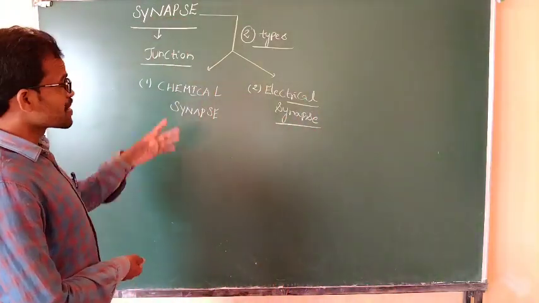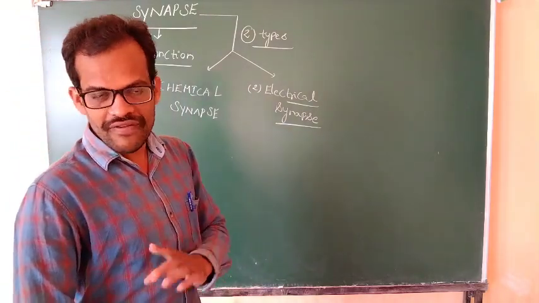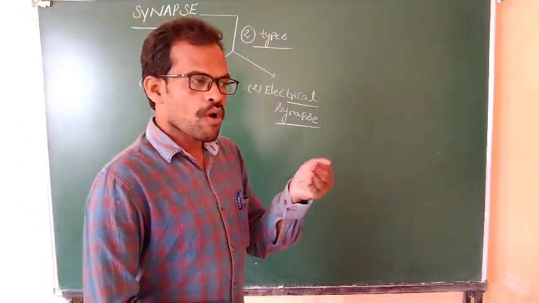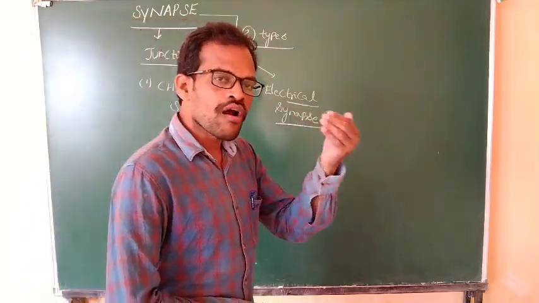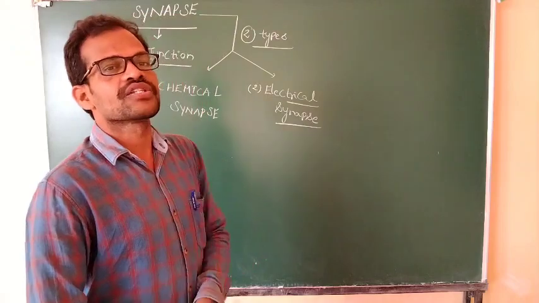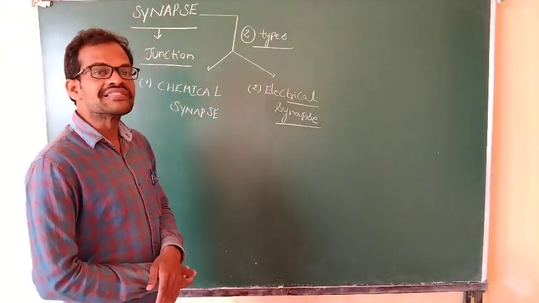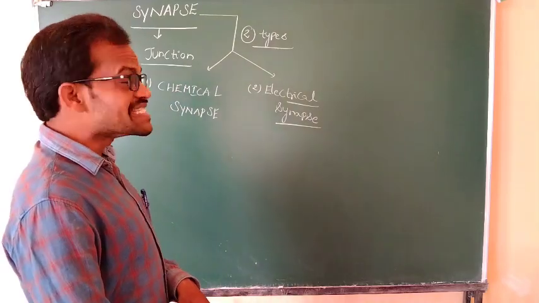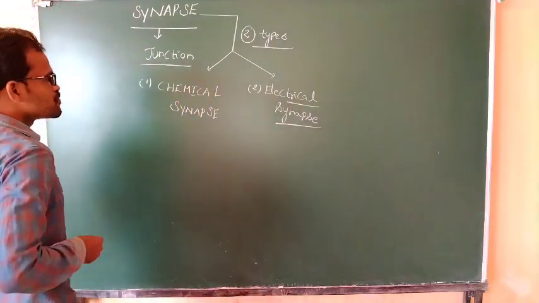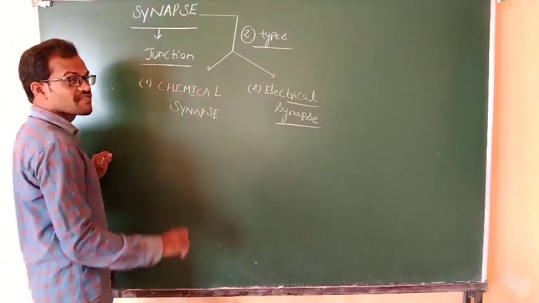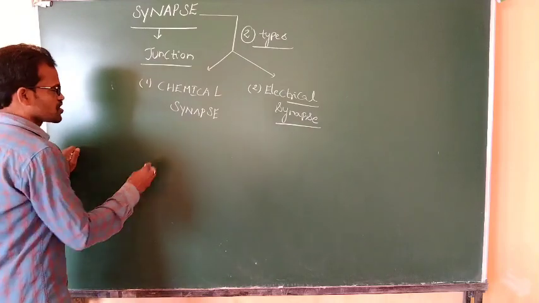Chemical synapse means that with the help of neurotransmitters, one neuron communicates with the other neurons. The message of one neuron is sent to the other neuron. Electrical synapse means the message travels with the help of gap junctions. If you observe the chemical synapse, the synapse means the gap junction.